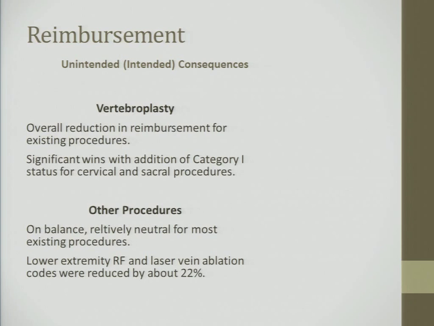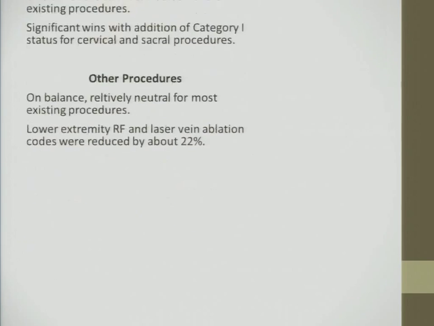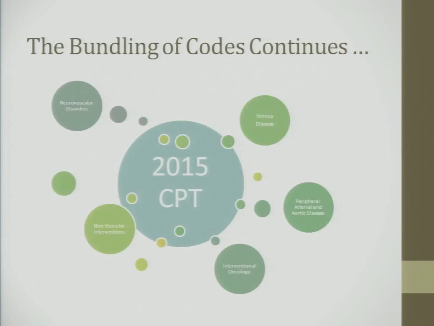RF ablation and laser vein ablation codes were revalued this year and did take a 22% hit, but overall there were a couple of wins with new codes for carotid and innominate artery stenting and the addition of cryoablation codes. In total, I think we'll come out relatively even overall, or maybe just a slight decrease. So that's a whirlwind tour of the bundling of codes for 2015. In aggregate, there will be a minor reduction, as I said, but we've done relatively well in preserving value.